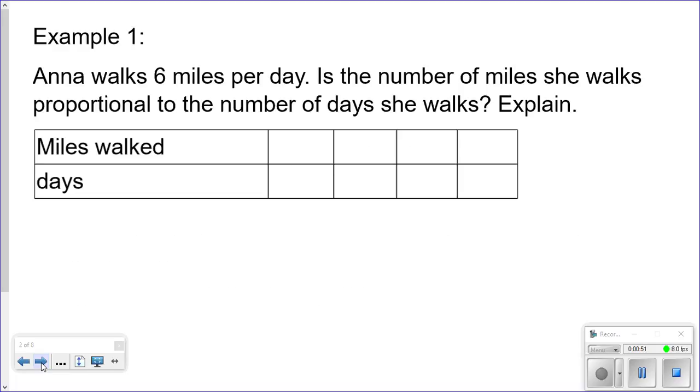For example 1, if Anna walks 6 miles per day, is the number of miles she walks proportional to the number of days she walks? Explain. In order to solve these problems, we're going to make a chart and we're going to fill it in to see how many miles she would walk for each number of days.